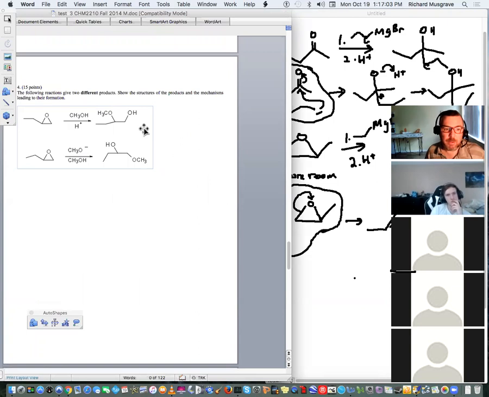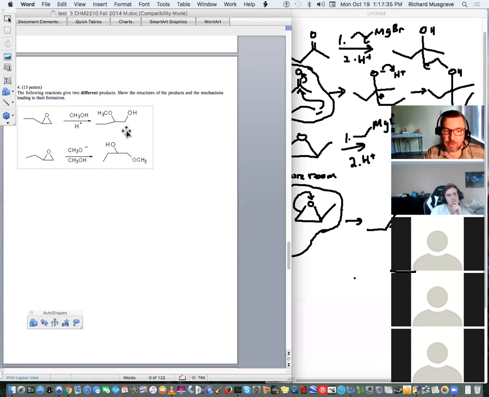So I'm showing you these two reactions. They give two different products, and you can see that the difference between them is that one is an alcohol and H+, and one is CH3O- and CH3OH. So this one with the H+, I'm calling an acidic mechanism because it's got the acid in it. And the one below it, I'm calling a basic mechanism because it's got a negatively charged species.